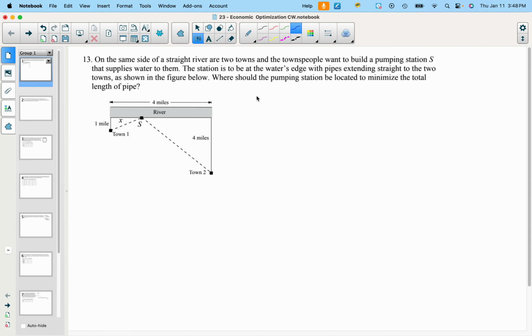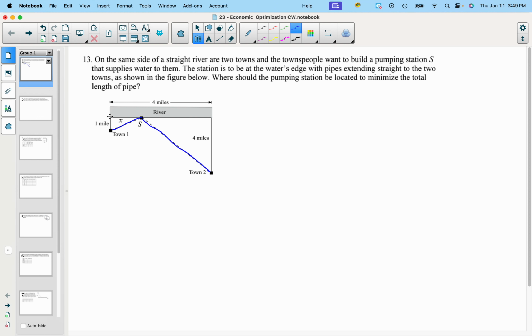So this one says on the same side of a straight river are two towns, and the townspeople want to build a pumping station S, which is right here, that supplies water to them. The station is to be at the water's edge with pipes extending straight to the two towns as shown in the figure below. Where should the pumping station be located to minimize the total length of the pipe? So we're trying to minimize this distance right here plus this distance right here. We want to minimize that because that's where the pipe is going to be laid.